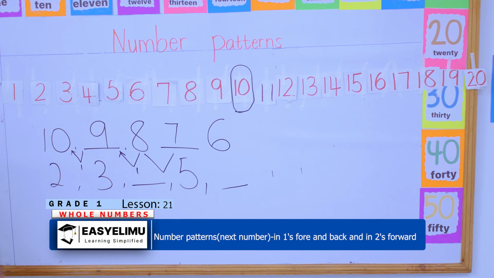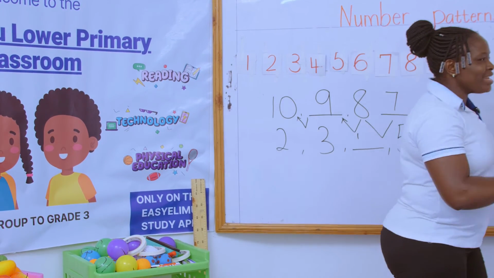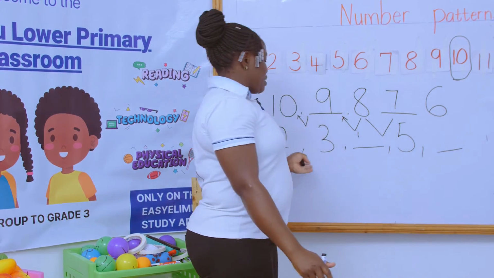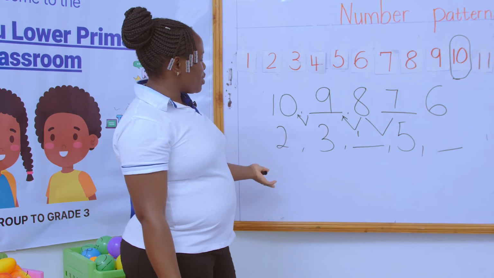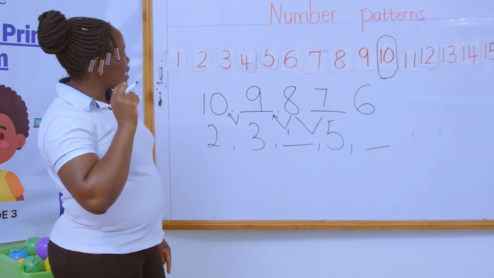Then I go to the second question and ask myself, now here I have a 2, a 3. These numbers are following each other, meaning we are counting in the forward direction. After number 2, which number comes after number 2? After number 2, you have a number 3. So ask yourself, which number comes after number 3?